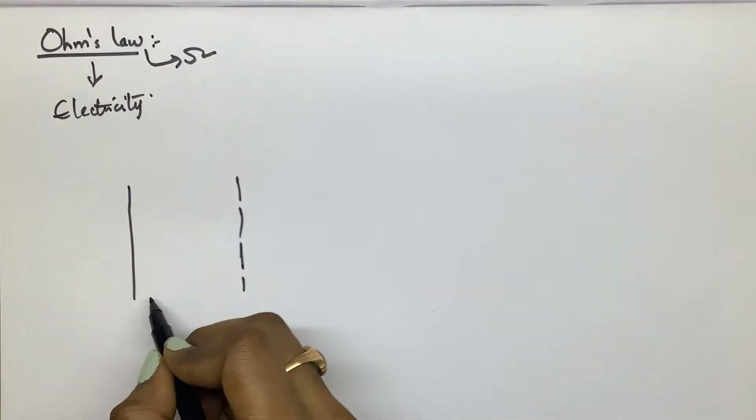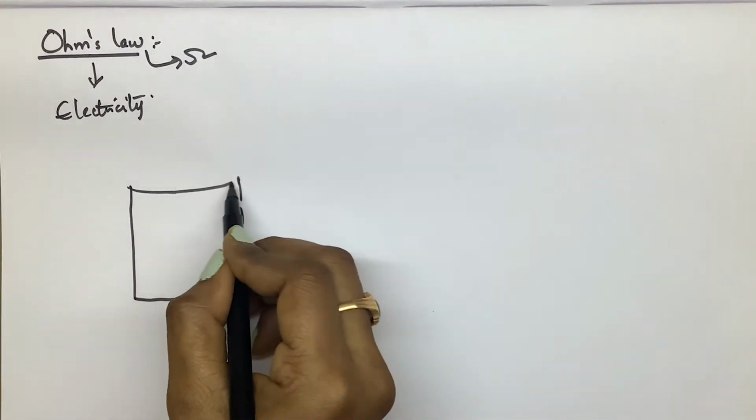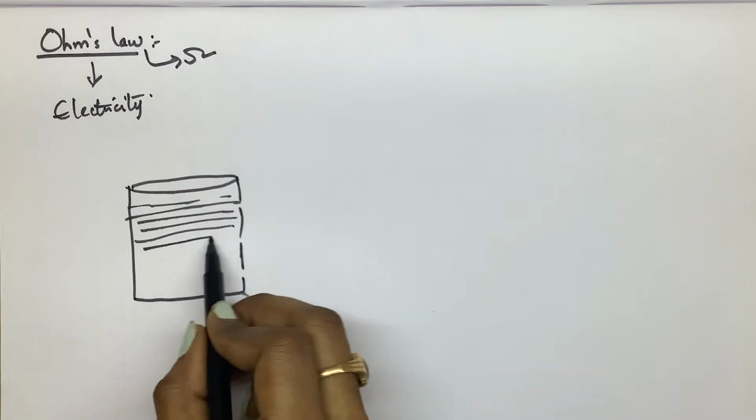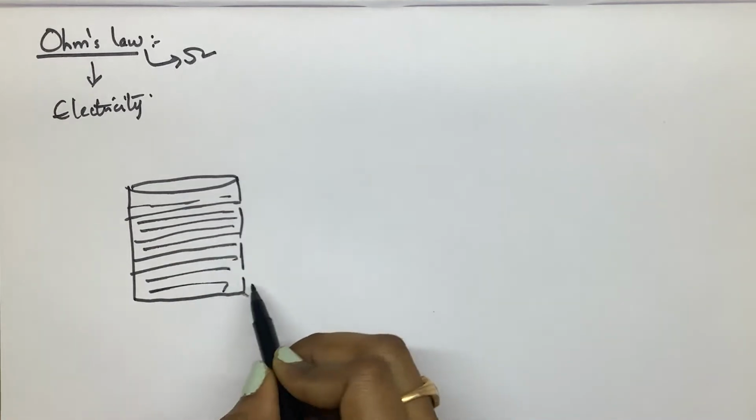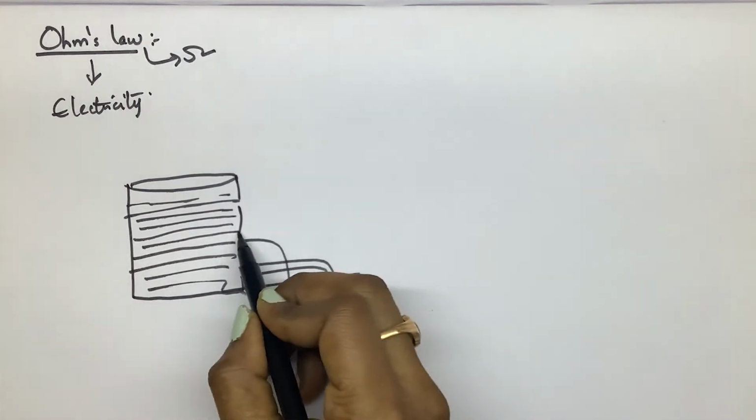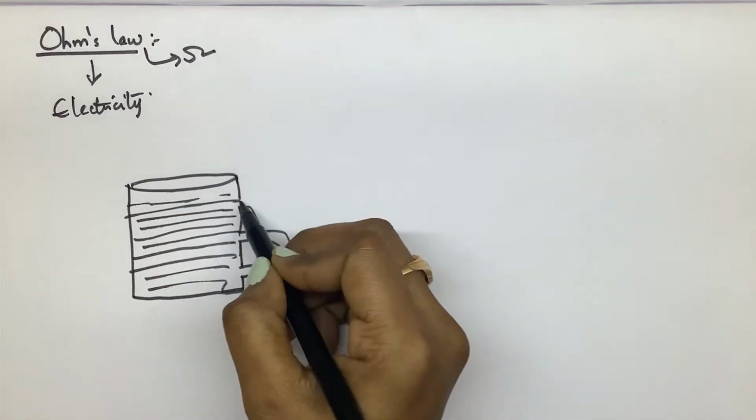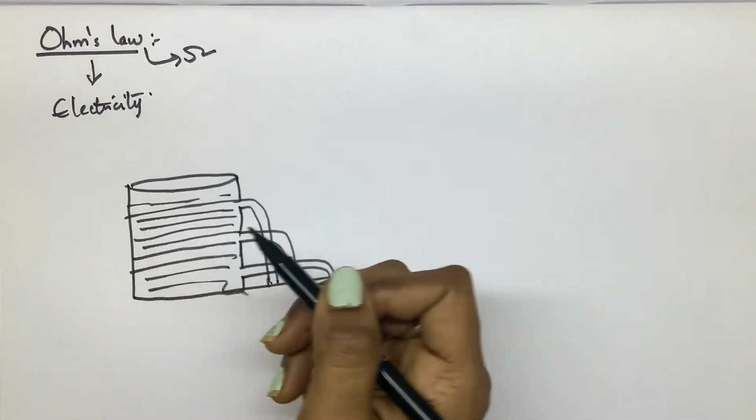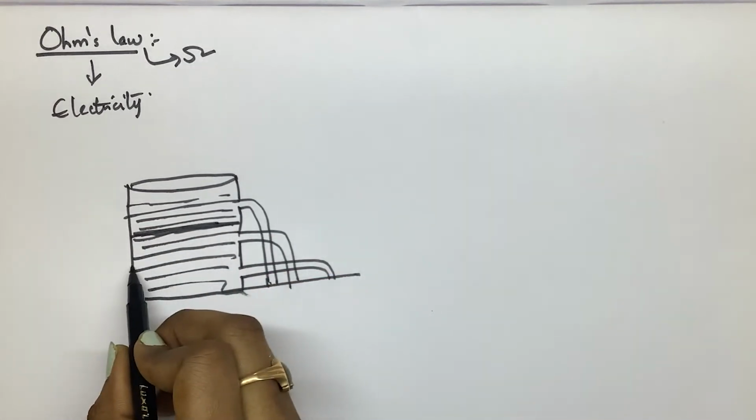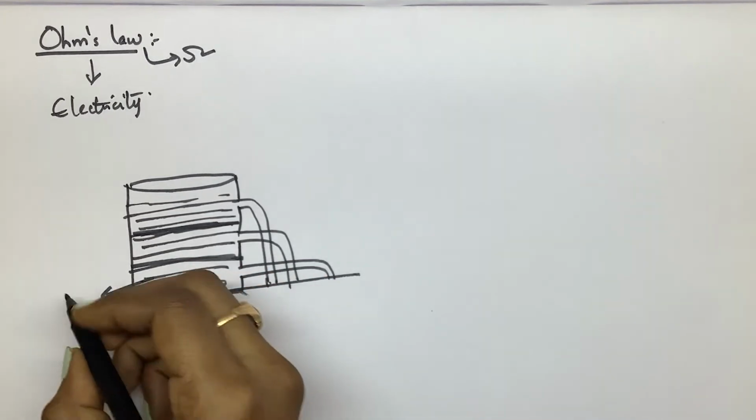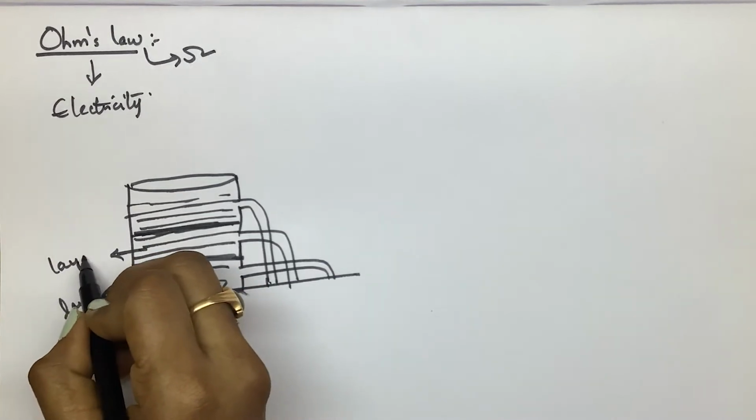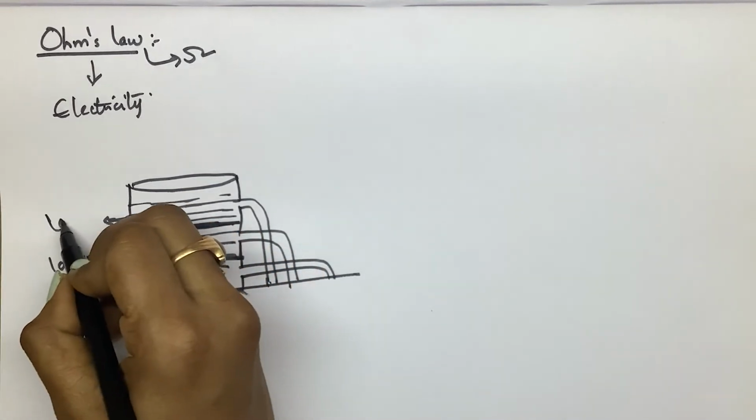Example, let's take a small container. It contains 3 holes. Now we need to divide this model into 3 layers: layer 1, layer 2, and layer 3. This is layer 1, here is layer 2, and this is layer 3.